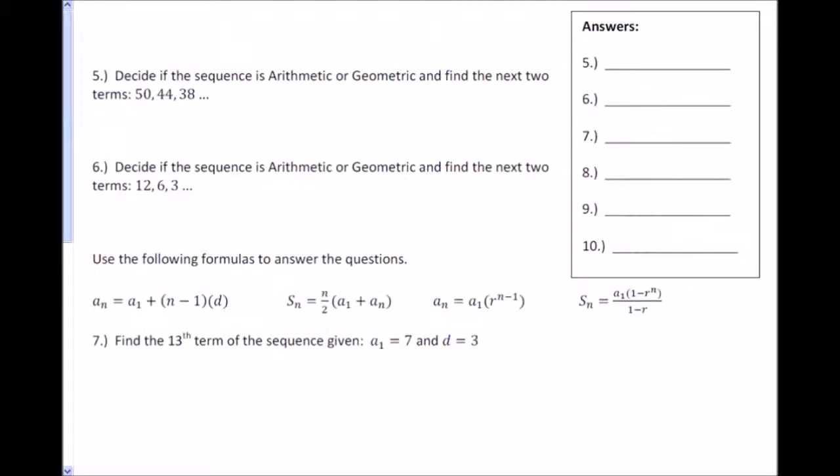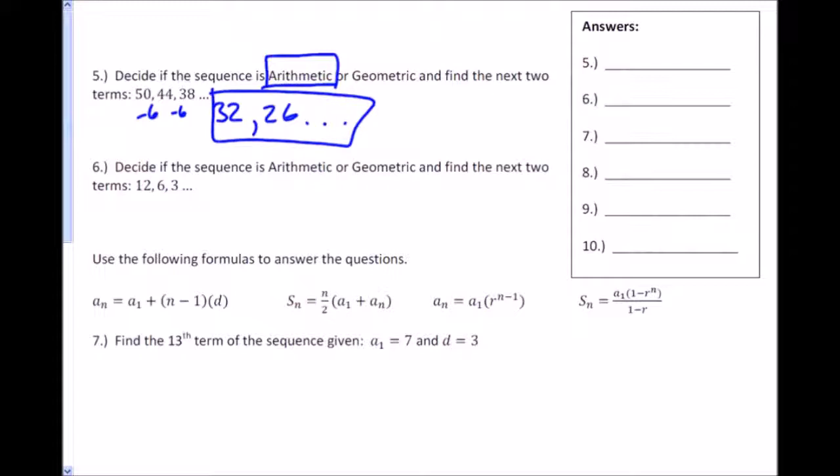Number 5, it says decide if the sequence is arithmetic or geometric and find the next two terms. So really we're just looking for the pattern here. In this one, it looks like I'm subtracting 6 each time. So if it's going down by the same value, I'm adding a -6 each time. That means this one is arithmetic. And if I want to find the next two terms, I just subtract 6 again. That gives me a 32. I subtract 6 again. That gives me a 26. And that's it. So it's arithmetic, and those are the next two terms.